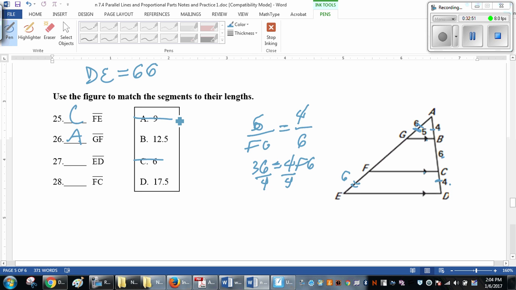9. Okay, now we have these other parts. What do we need? Let's see. ED is right here, that base. And then we have FC, that guy. Now let's think about this and look at our diagram, right? What's happening? This is smallest. This is the next biggest. This is the next biggest. That means ED has to be the biggest one, which is D. And that means that FC has to be the smallest one, which is B. Or the smallest one left, I should say.